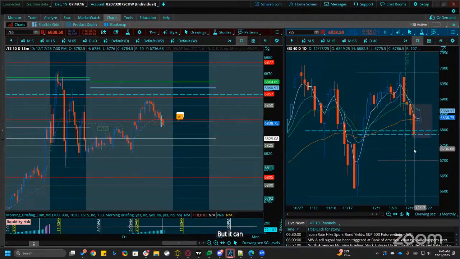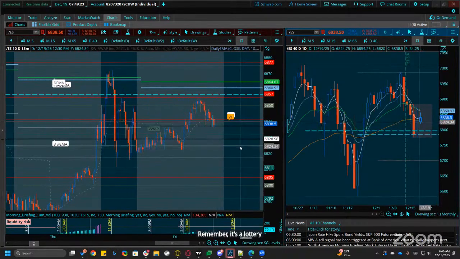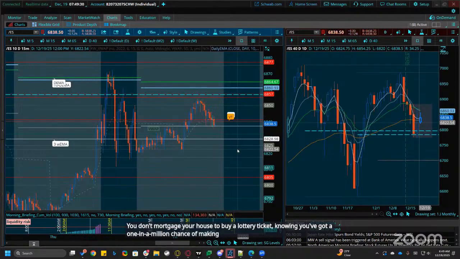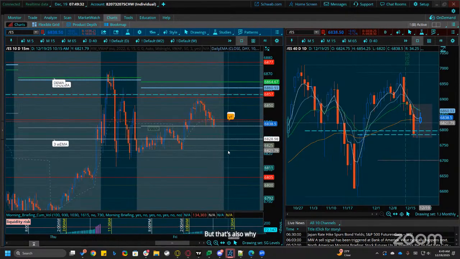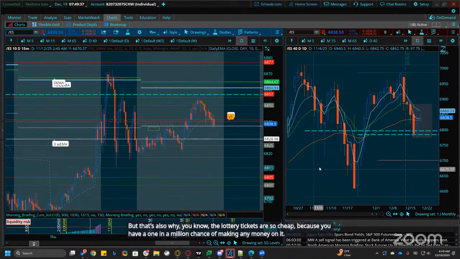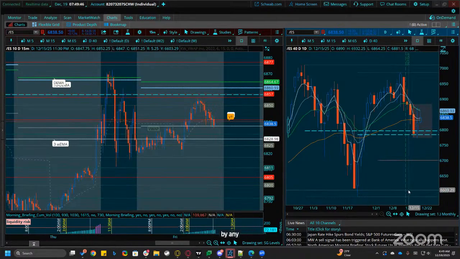But it can happen. So if you wanted to get a lotto play or something like that, why not, right? Just remember it's a lottery ticket. It should not be expensive. You don't mortgage your house to buy a lottery ticket knowing you've got a 1 in a million chance of making any money on it. But that's also why the lottery tickets are so cheap. So risk $1, risk $2, call it good. And if nothing happens, then so what? This is not a hedge by any means. It's not even really a trade. It's just a coin toss.